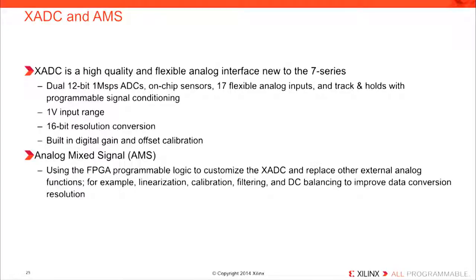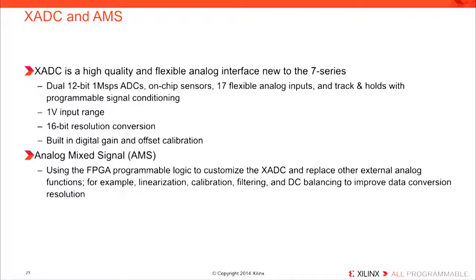XADC. We have with 7 series, every part will have the XADC, which stands for Xilinx A to D converter. It is a 12-bit A to D converter. It has up to 17 analog external inputs and also has 3 on-chip inputs that we will see in the next slide. Important thing is it's 1 volt input range, 1 mega sample per second is the conversion time, and 12-bit. There are 2 A to D converters.